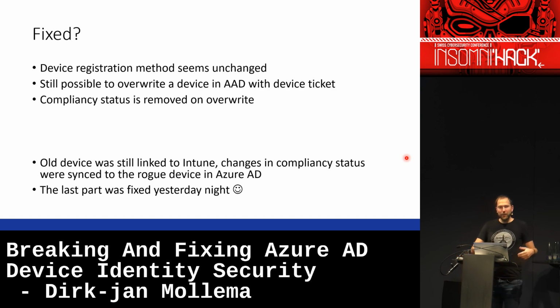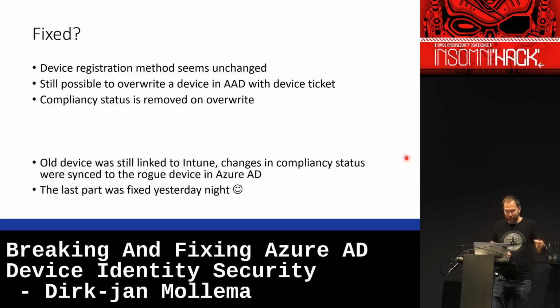So basically what they did, the device registration method, that's unchanged. That's not something they changed. You can still override the device using the device ticket, but it does remove the compliancy status. And so it's not immediately compliant anymore. But when I was playing with this, I found out that after the original device synced back in Intune, then Intune would happily write back the compliancy status to the new device. So you could still kind of get it compliant. So this is what they fixed yesterday night.